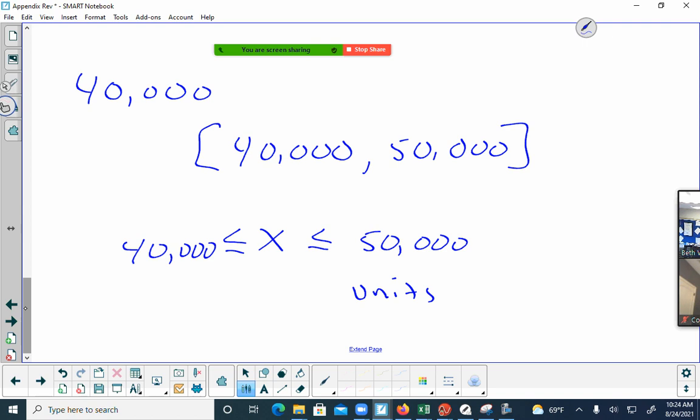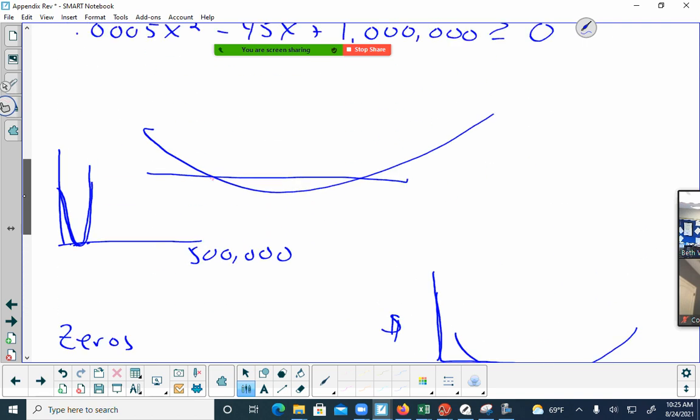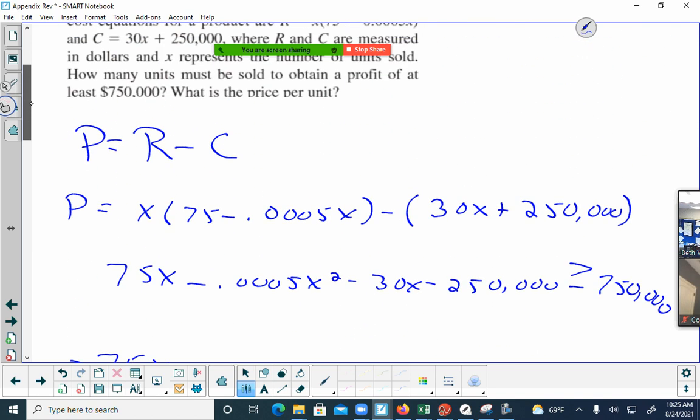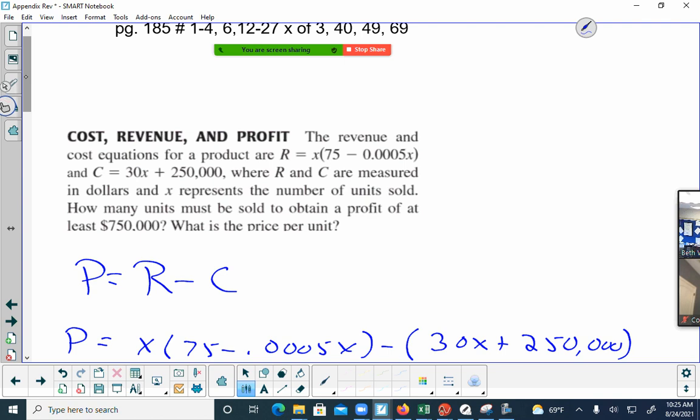The second part of the question asks, how much should I price those units so I know that I'm going to sell between 40,000 and 50,000 units? Owen? How do I figure out the price that I must sell per unit? I'm just going to wander up here for a while, see if you see anything that catches your attention. Solve for X.